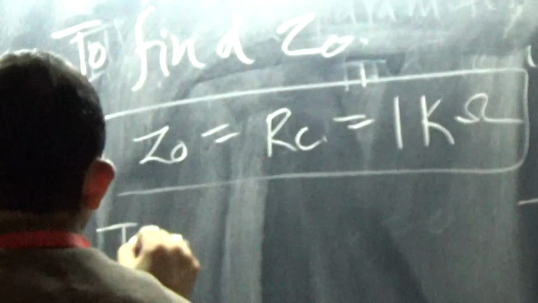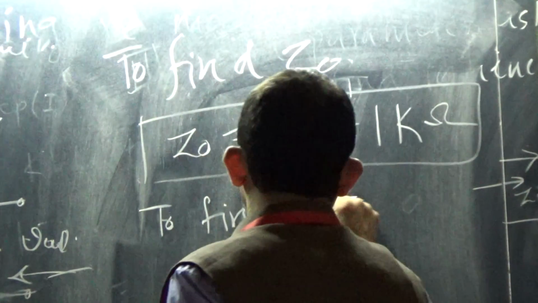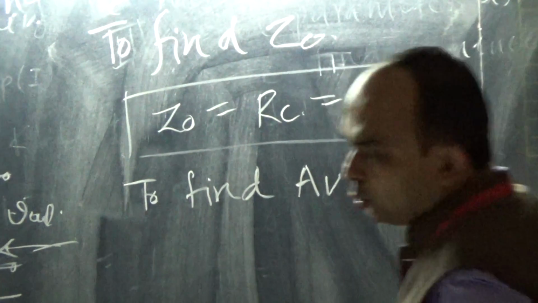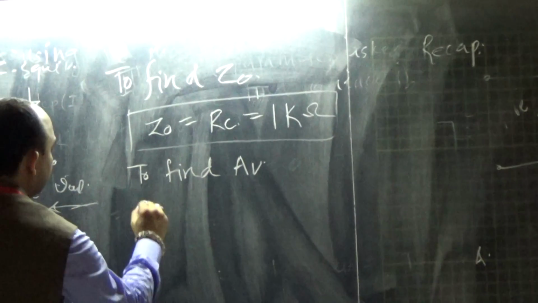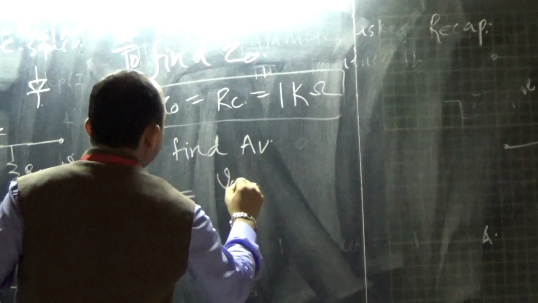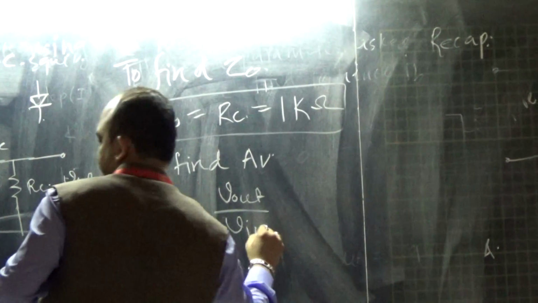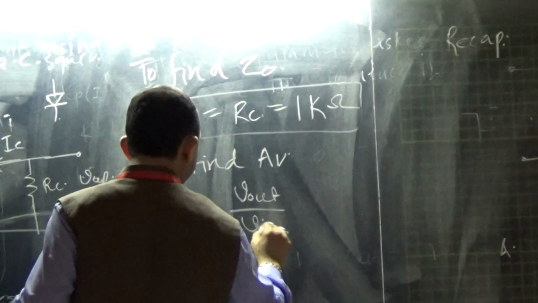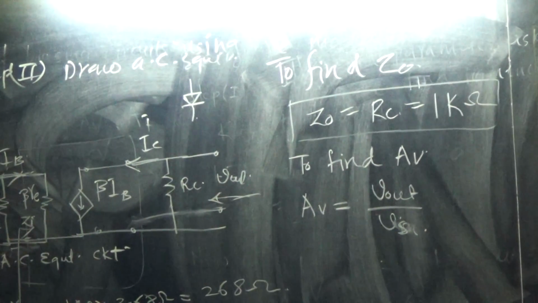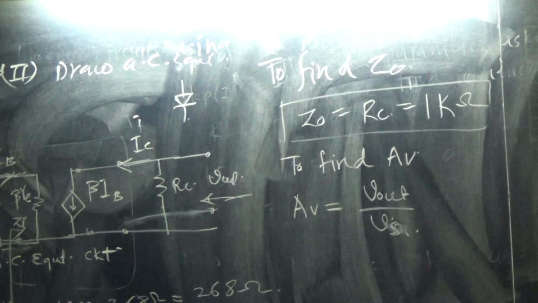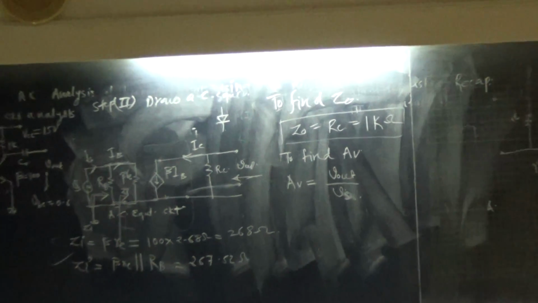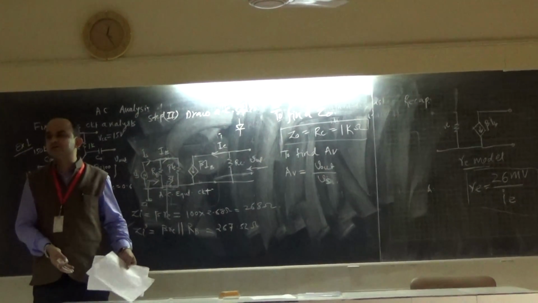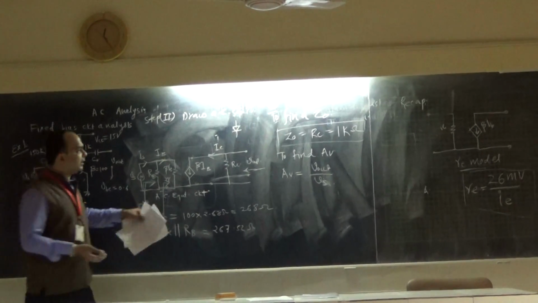Now to find AV. What is AV? Voltage gain will be what? V out upon V in or Vs, whatever nomenclature you use, it hardly matters. Let us say Vs. V out upon Vs. Correct? Is there any doubt? What is voltage gain? Output voltage upon input voltage. As simple as that.